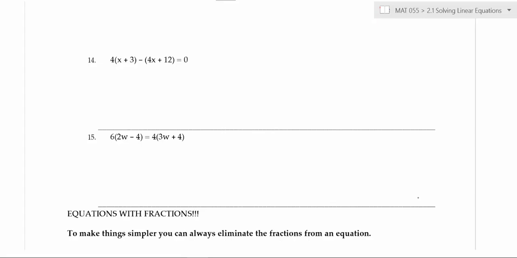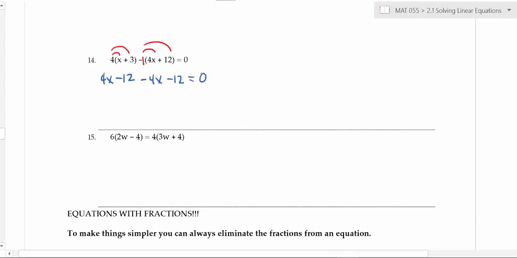Okay, start with distributive property on this one. So we're going to do 4x, 4 times 3. So that will be 4x plus 12. This one right here, you have a minus 1 in front of there. So it really just changes the signs. So you're going to do this times this, and then this times this. So that will be minus 4x minus 12 equals 0. Be careful about those signs.